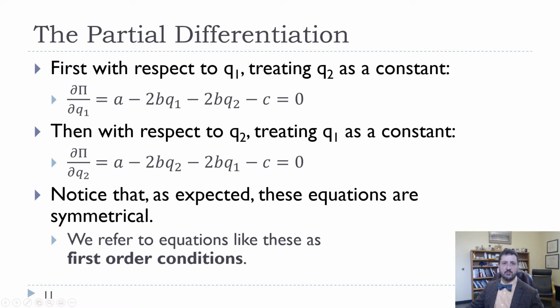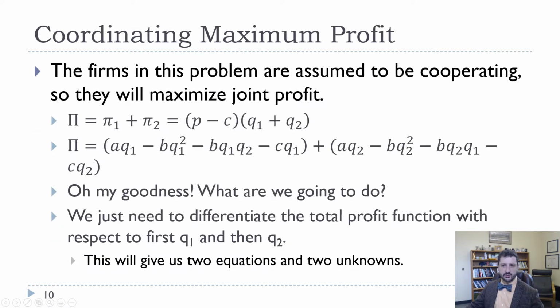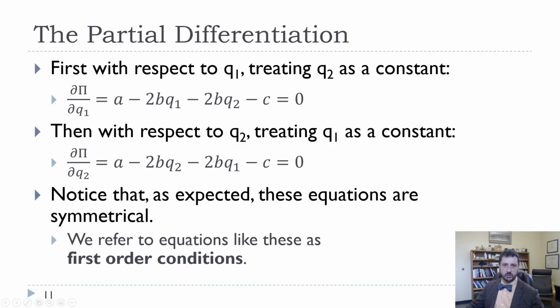We get A minus 2BQ1 minus 2BQ2 minus C equals 0. And that second BQ2 just comes from this term over here. The only part with Q1 in the second term is this BQ2Q1. And so when we differentiate, we get the minus BQ2, and that becomes the minus 2BQ2 here. And then it's really just the same with respect to Q2 because everything is symmetric. So symmetry in math is our friend, makes solving everything a lot easier.